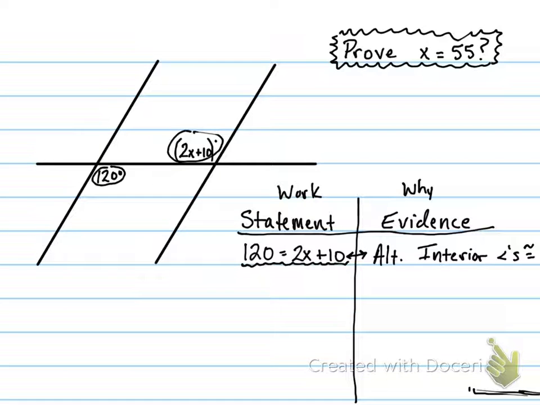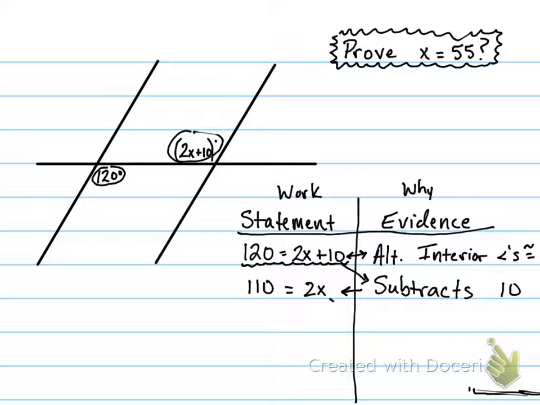Yeah, so the next thing I'm going to do, I'm going to kind of do a little flow chart here. The next step is I'm going to subtract 10. All right, and I'm just keeping track of my steps, basically. So I'm subtracting 10, and then what is that going to give me? So I'm coming back over here. All right, 110 equals 2x.